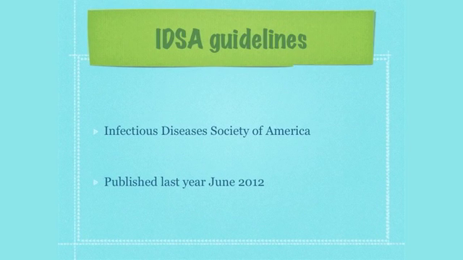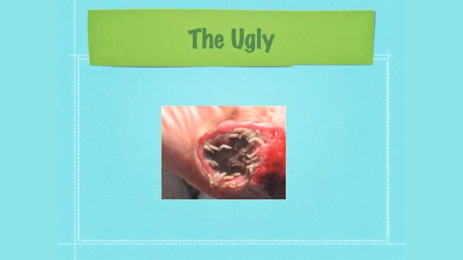There are guidelines that were just published last year by the Infectious Diseases Society of America. They are helpful. They make some of those gray areas a little bit clearer, so I would refer the interested reader to the June 2012 issue. So that's the ugly. You see the maggots, you see the erythema, you see the wound looks necrotic, the skin looks stretched out, so there's edema.